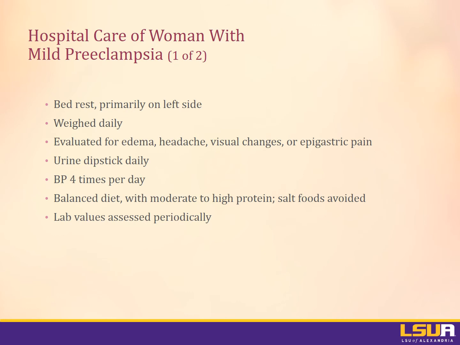So with mild preeclampsia, what are we going to do? Bed rest, primarily on their left side, daily weights. Evaluate for edema. Are they having headaches? Any visual changes? Any epigastric pain? We're going to do daily dipsticks. Blood pressures 4 times a day. Maintain good nutrition, moderate to high protein, but avoid the sodium. And we're going to assess her lab values.